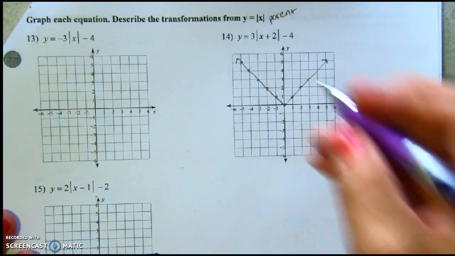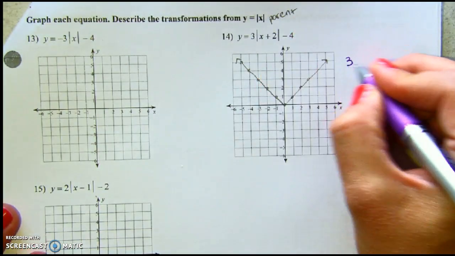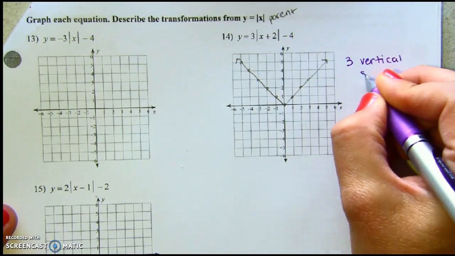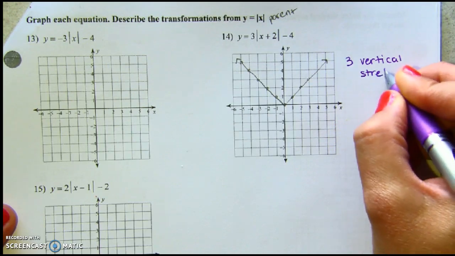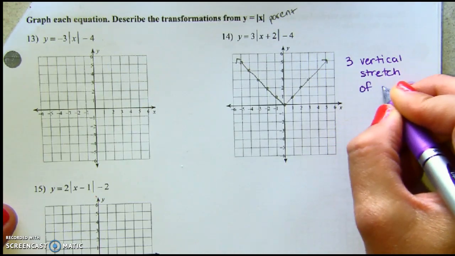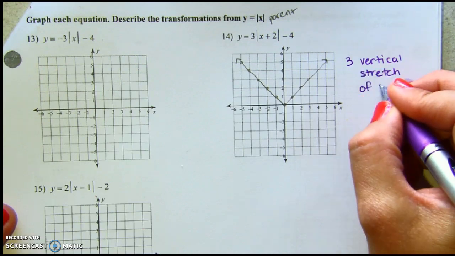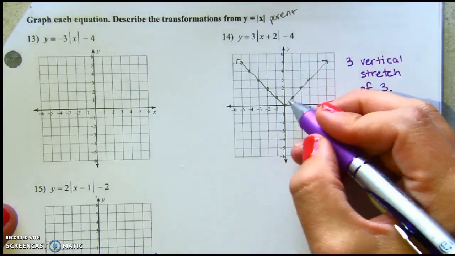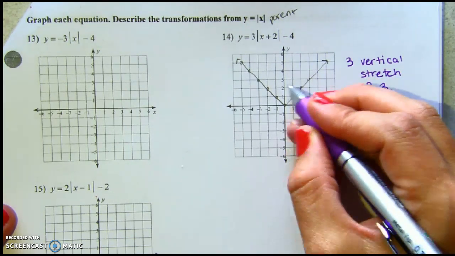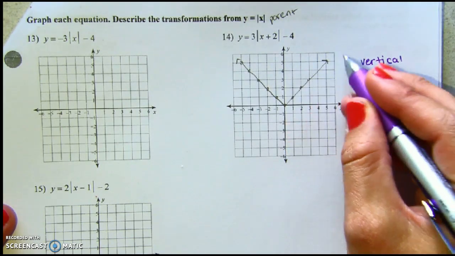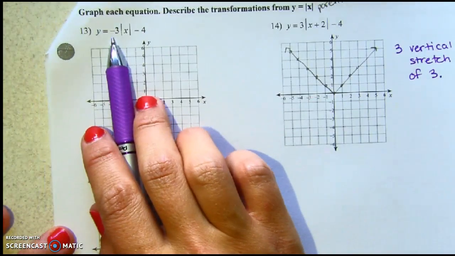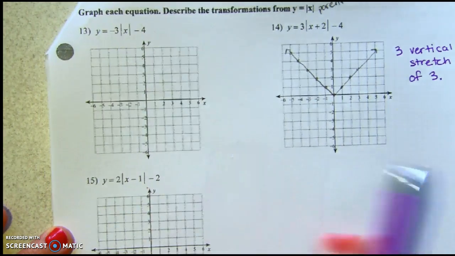Okay, this 3 in front, this 3 means it's a vertical stretch. Vertical stretch of a factor of 3. Vertical stretch of 3. That means, what is this slope right here? This slope is 1, right? So instead of a slope of 1, we're going to have slopes of 3, but it's positive. What would happen if it were negative? It'd be going down, okay?